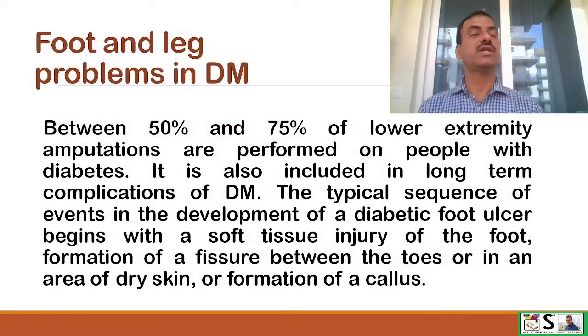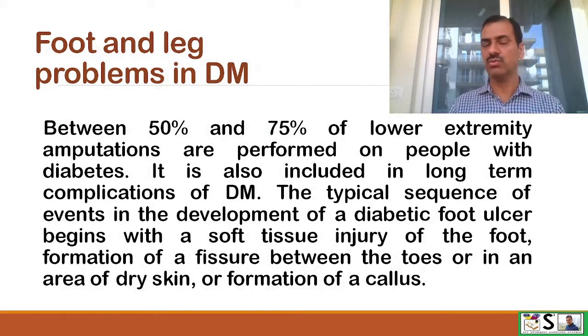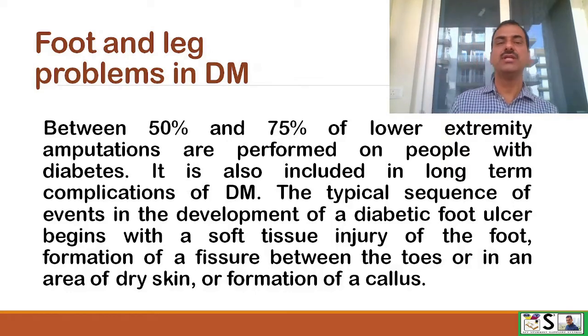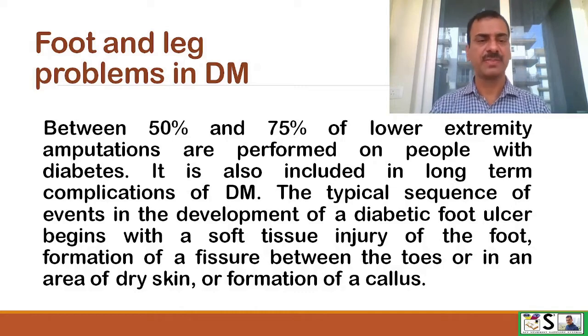So now we will discuss the foot and leg problems in diabetes mellitus, because they are most prominent in these clients, especially if the patient is of older age. Even in the community we can see these patients. Between 50 to 75% of lower extremity amputations are performed on people who are suffering from diabetes. It is also included in the long-term complications of diabetes mellitus. The typical sequence of events in the development of diabetic foot ulcer begins with soft tissue injury of the foot, then formation of fissures between the toes, an area of dry skin, and formation of callus.